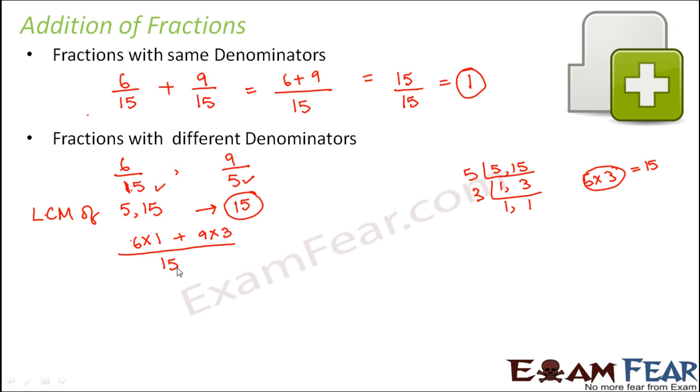In this case, 15 into 1 is equal to 15. So we multiplied 1 to 6. 5 into 3 is equal to 15. Therefore, we multiplied 3 to 9. So this would be 6 into 1 is 6 plus 9 into 3 is 27, divided by 15. So 27 plus 6 would be 33 divided by 15. So 33 by 15 would be the sum of these two fractions. So this is how we add fractions.